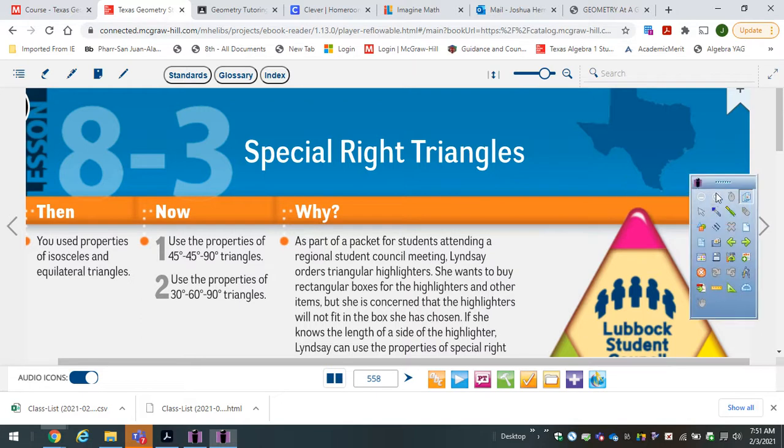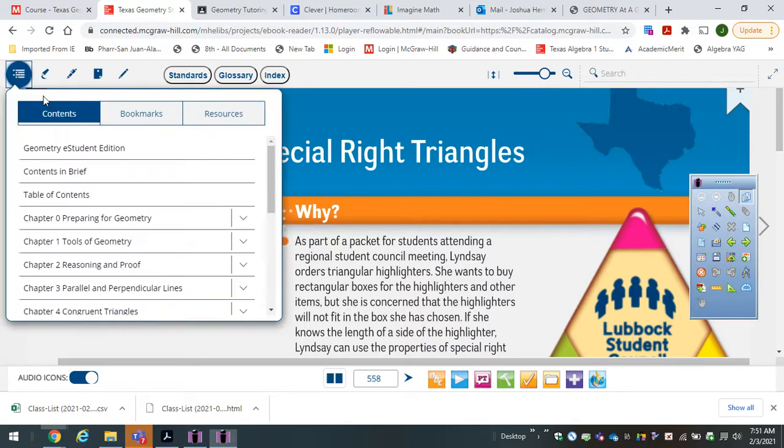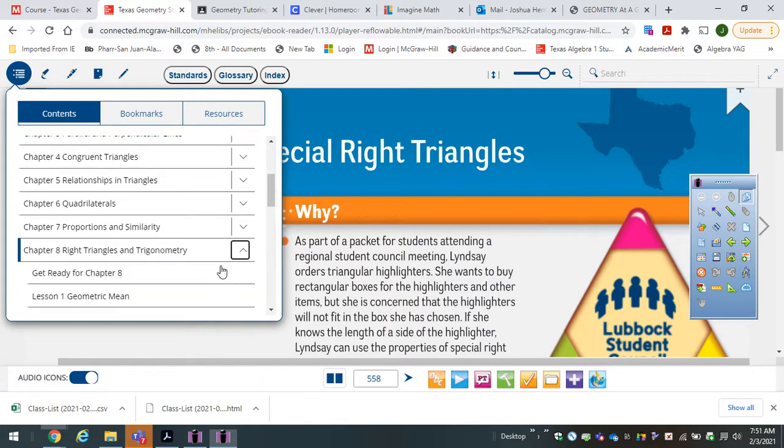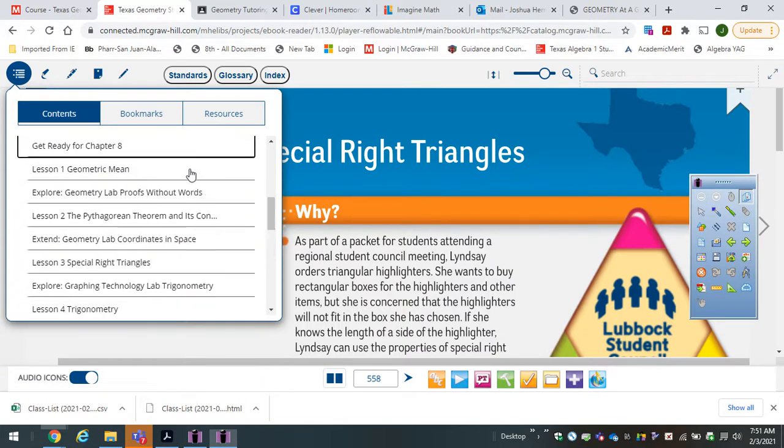Right before this section, we just covered geometric mean and the Pythagorean theorem, a squared plus b squared equals c squared. So now we're here at special right triangles.